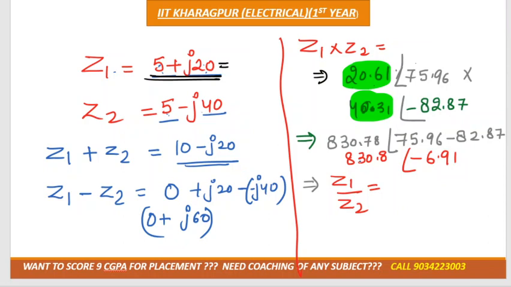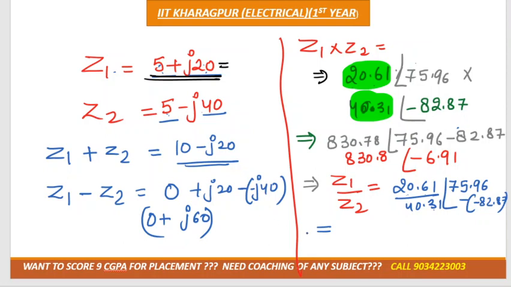Now, if I want to do division, then that would be 20.61 divided by 40.31. The angles would be subtracted from each other. Okay? In multiplication, we add the angles, and in division, we subtract the angles. So that would be 75.96 subtracted means minus of minus 82.87. Right?